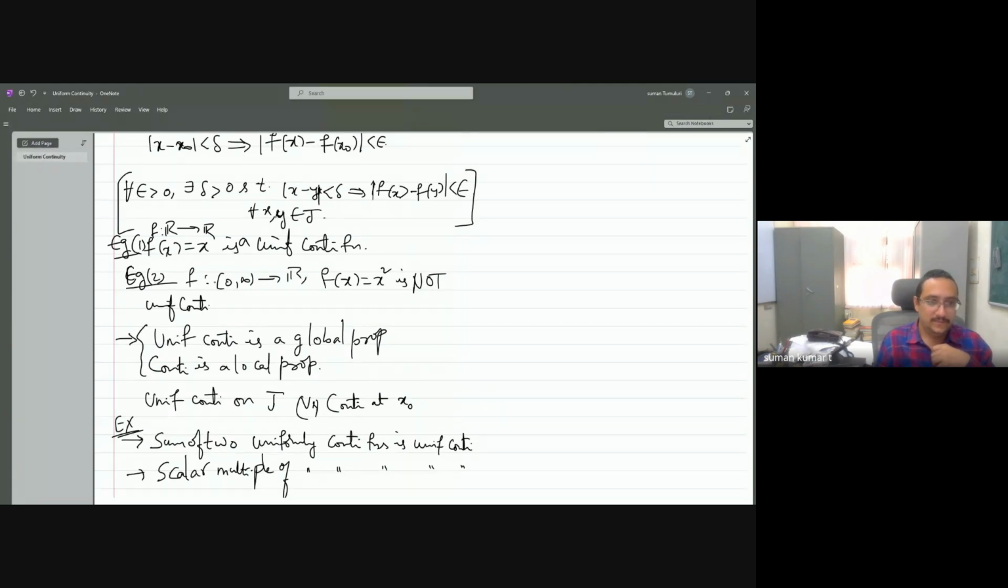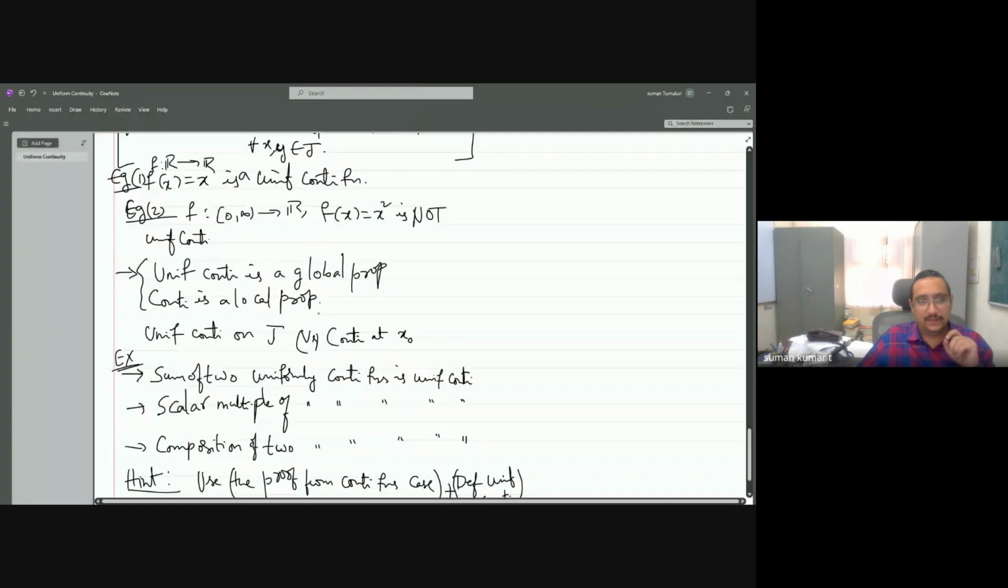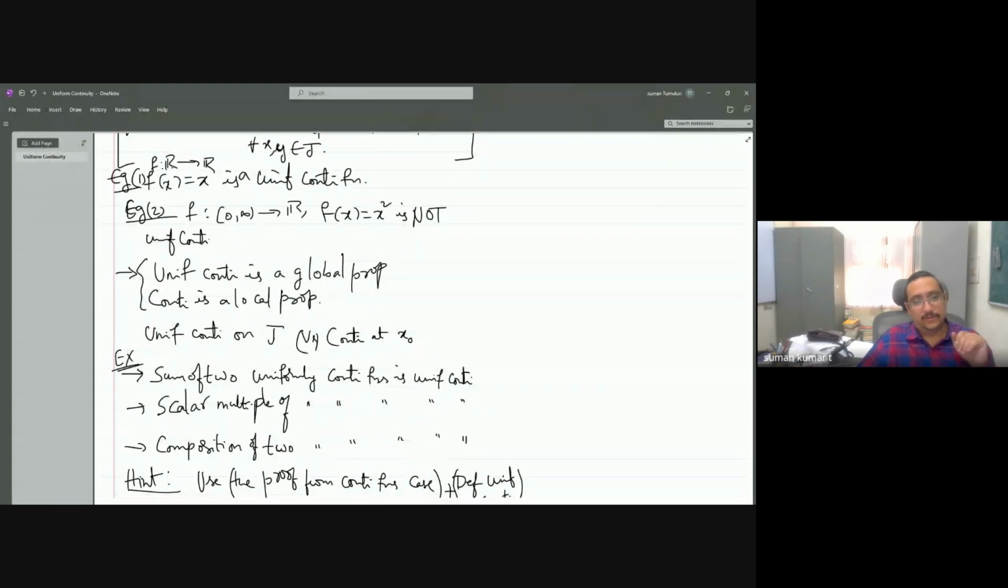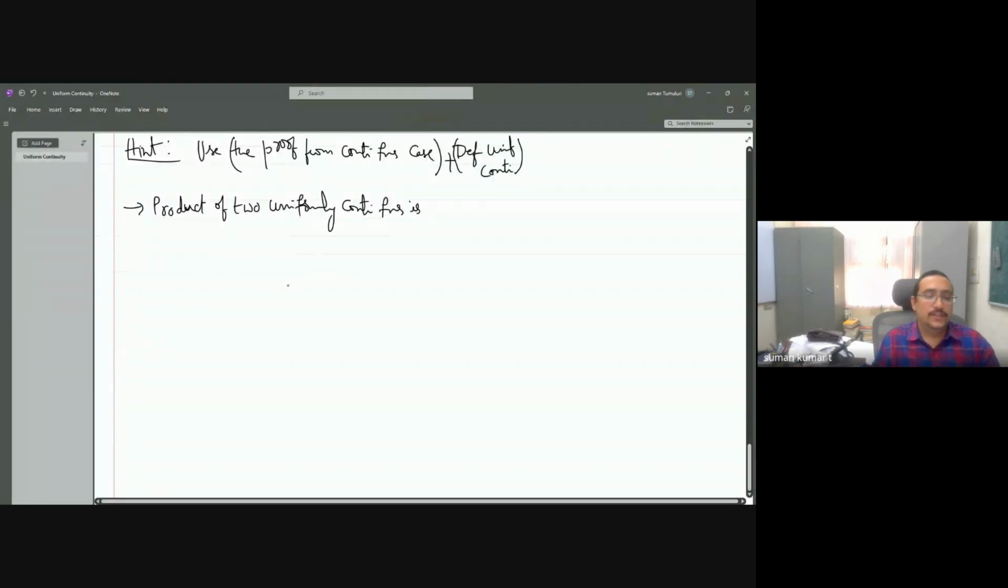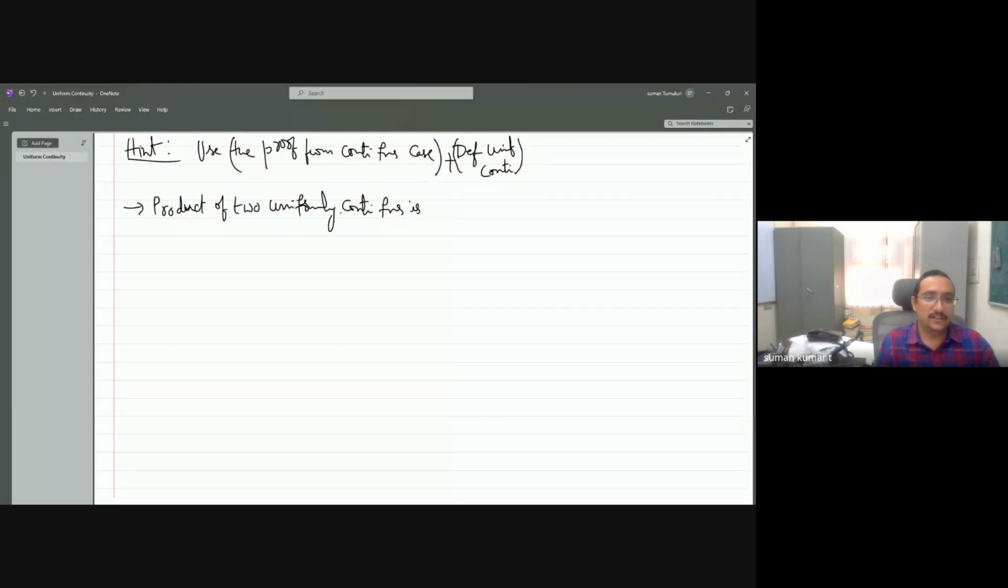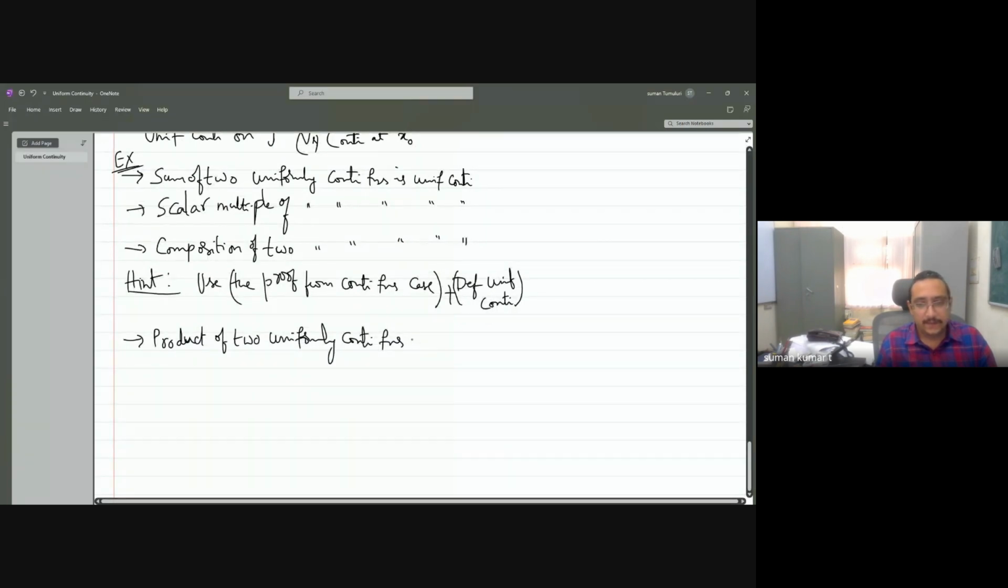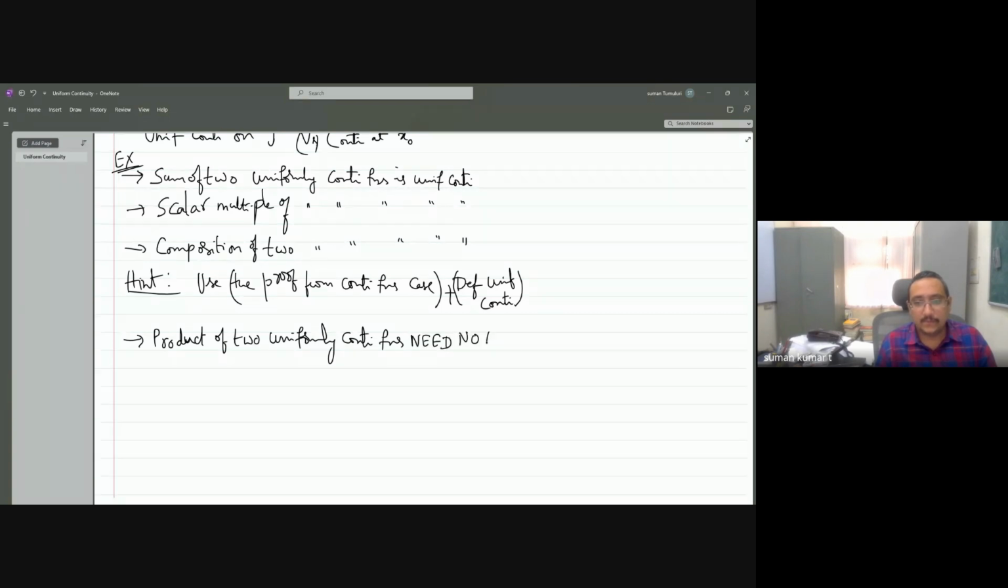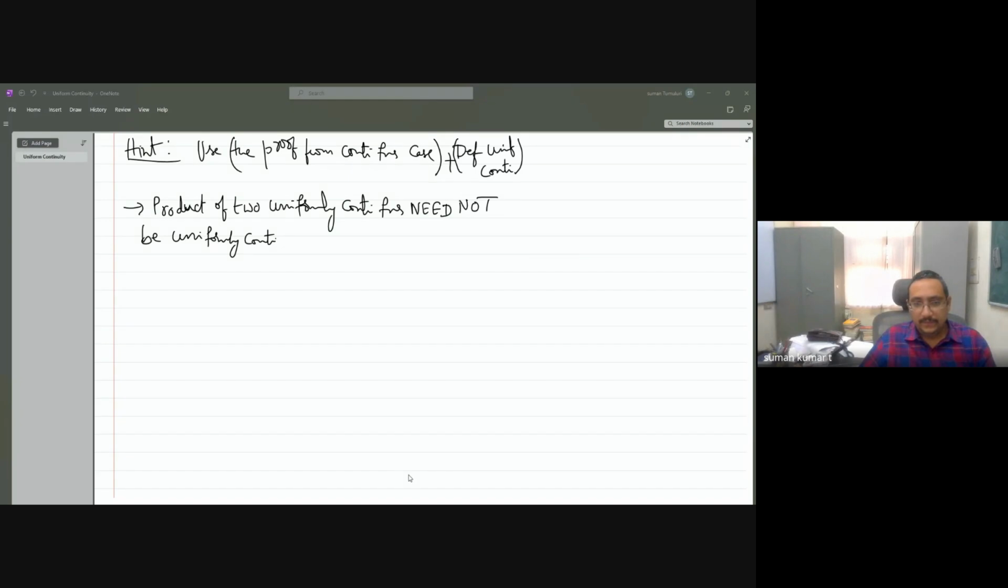So from this, can you say something? If you restrict f of x equal to x to the domain closed 0 open infinity, still f is uniformly continuous. So from the two examples that we have seen, we conclude that the product of two uniformly continuous functions need not be uniformly continuous. Wonderful.